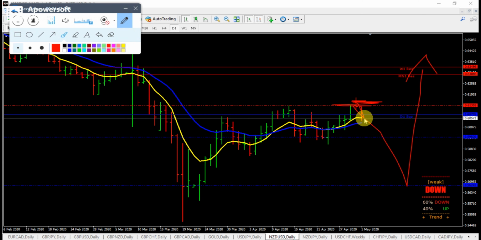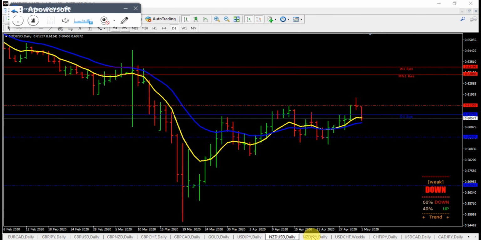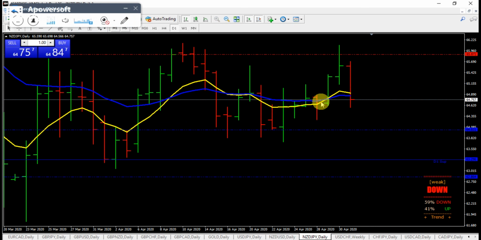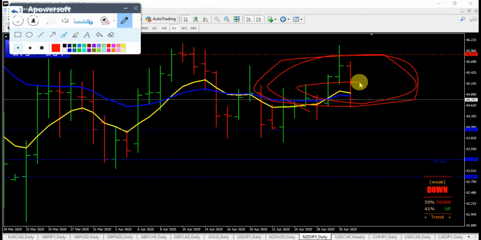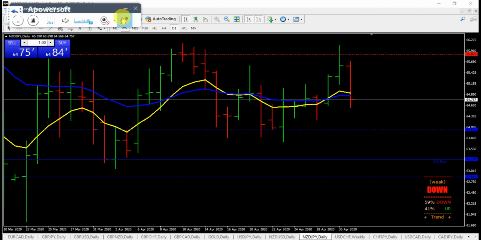So what I'm expecting, if it comes down to this level, I'm going to buy and then it will go up. And we have to wait for the confirmation, to see how this pair is going to react. NZD JPY right now is in between, so I'm not expecting anything from NZD JPY because I'm not trading that pair for the last 2 weeks, because that pair is moving a bit sideways. Whenever the market goes sideways or any pair moves sideways, I will not trade it.